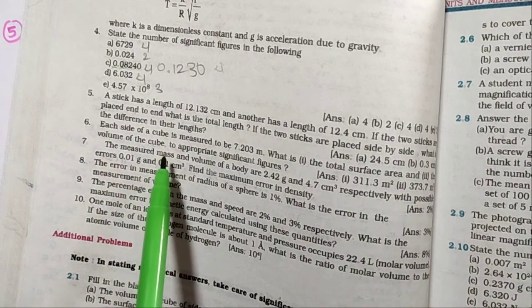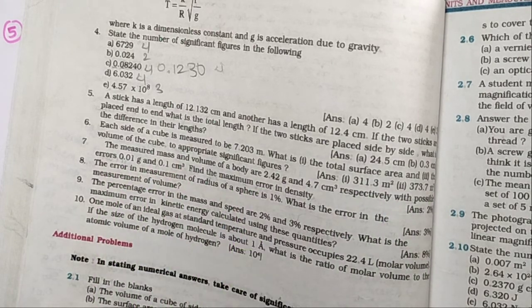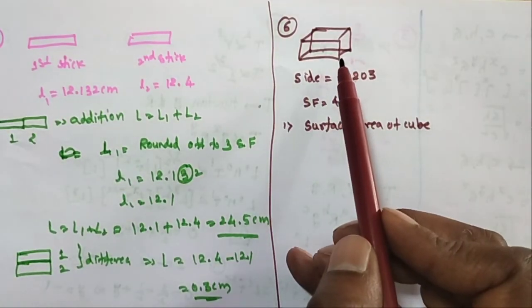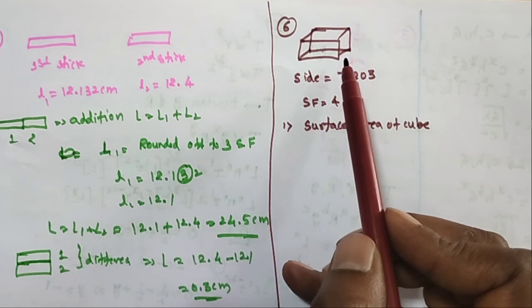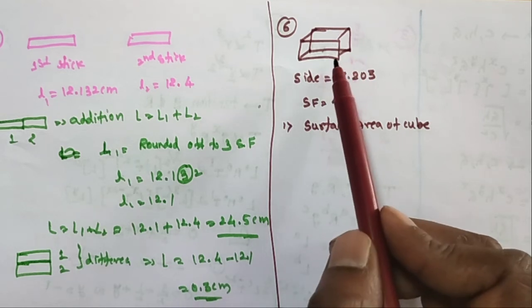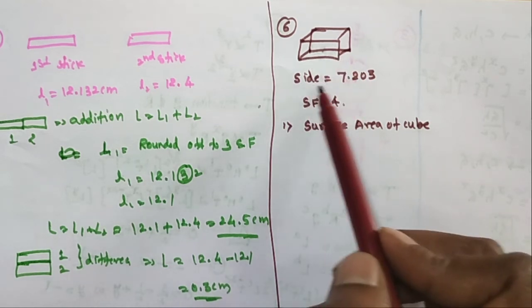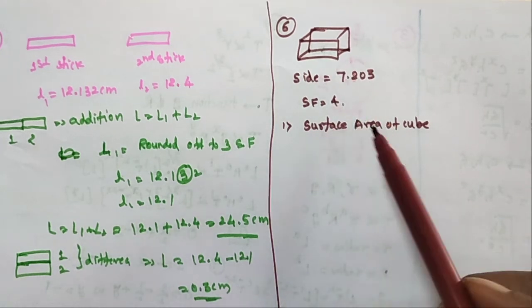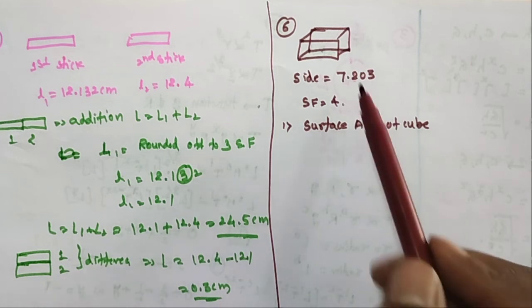The volume of the cube, approximately, in significant figures. Here one side of a cube is given. So this is a three-dimensional cube, and one side is equal to 7.203. Find the surface area and volume of the cube.